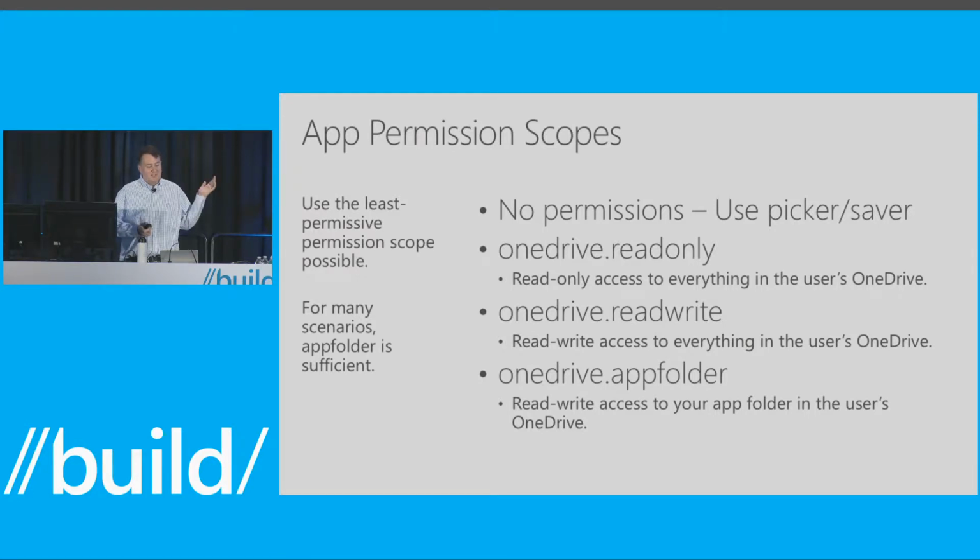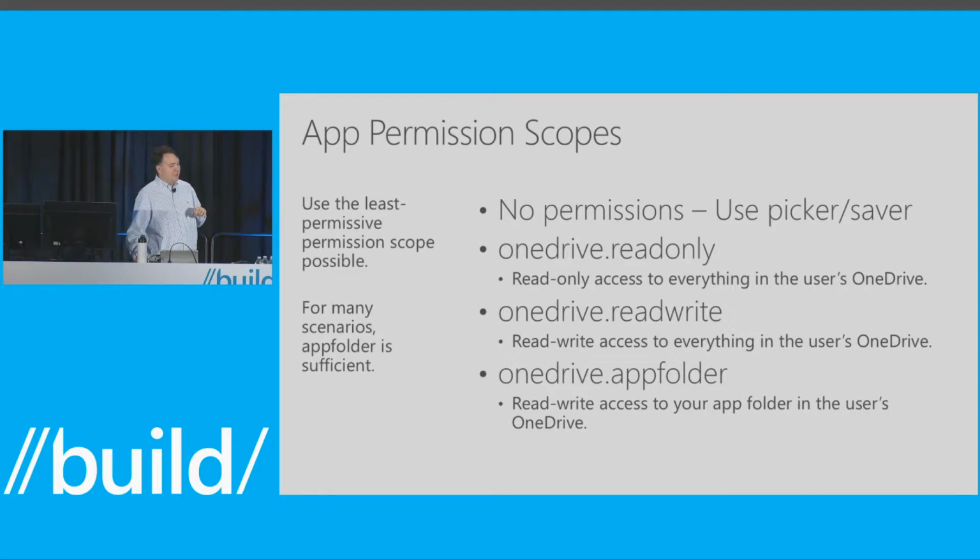App permissions, I talked about this as part of app folder, but there's basically 3 app permissions that you need to worry about, and then there's the no permissions world. So when you're using the pickers and savers, there's never long-term permissions granted to your application. It's just, here's access to this one file that the user has selected. You have access to that for the next 30 minutes or the next hour, but you never give long-term access to the OneDrive.